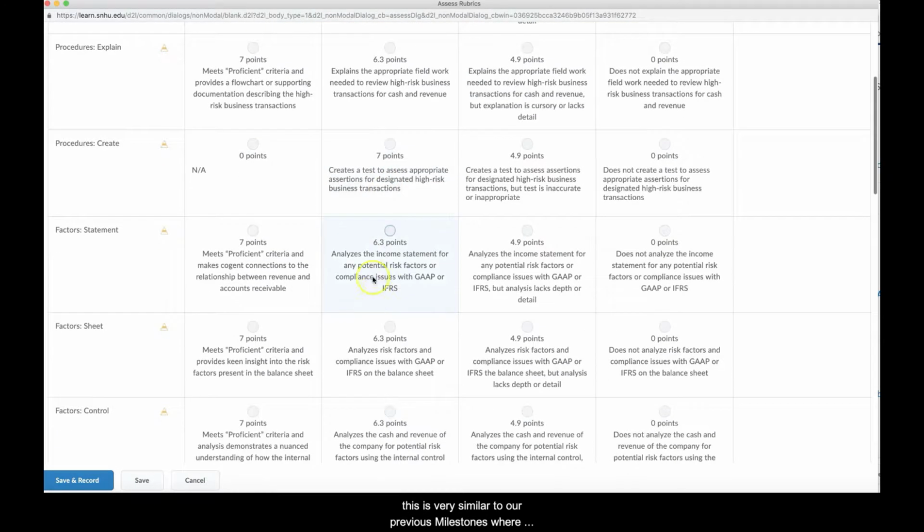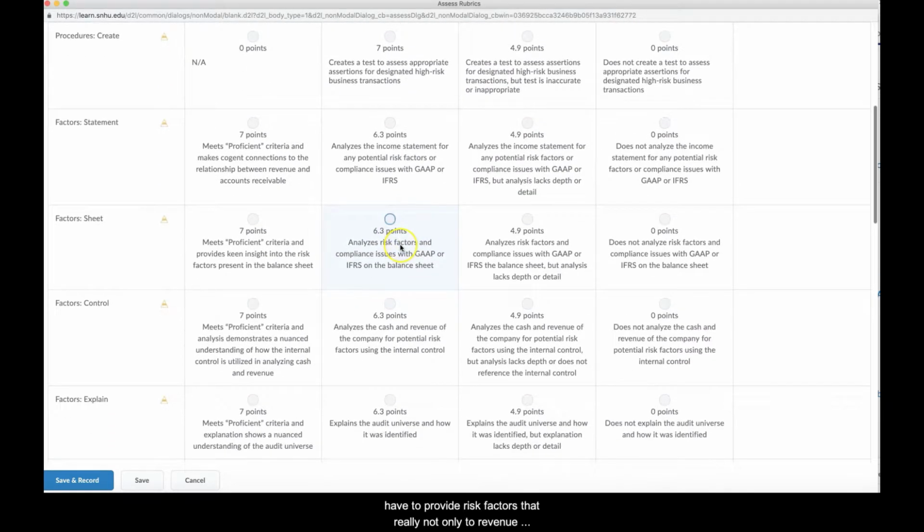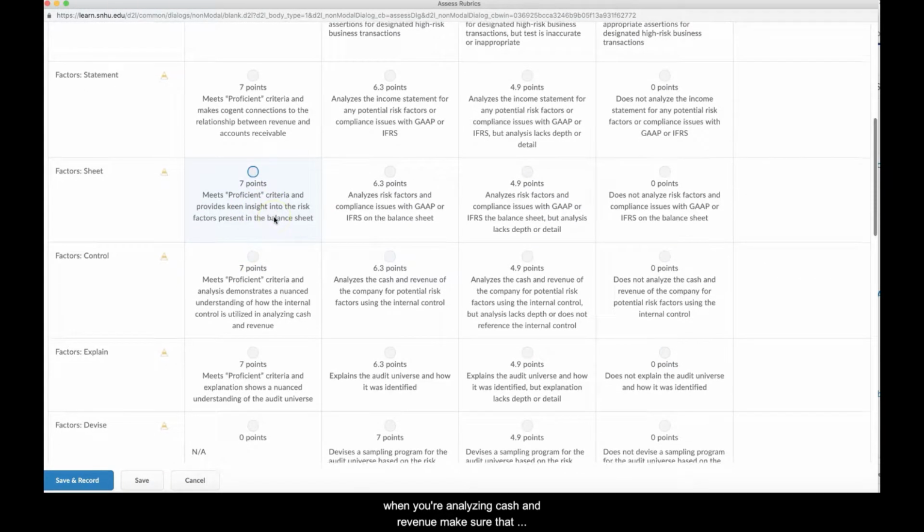As we continue, this is very similar to our previous milestones where you are providing risk factors, but you're drawing connections. So note that to get to the exemplary status, it's a little bit more than what you did previously. You could still earn quite a few points, as you can see here with the proficient status, but just go through the rubric and see that you have to provide keen insight, or you have to provide risk factors that relate not only to revenue and accounts receivable, but also to the balance sheet.